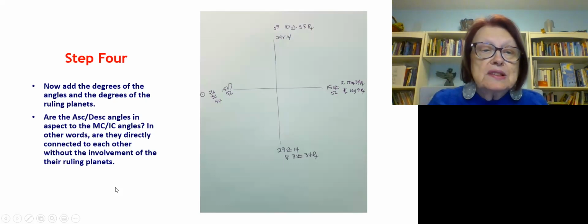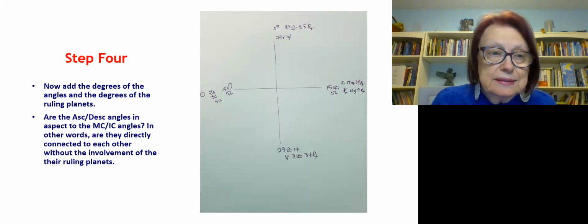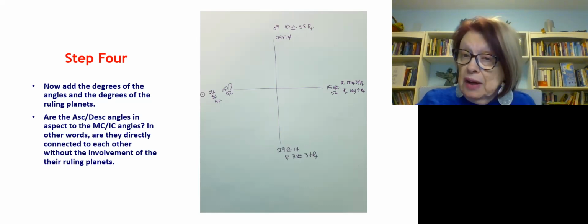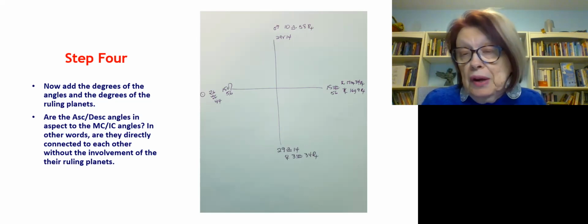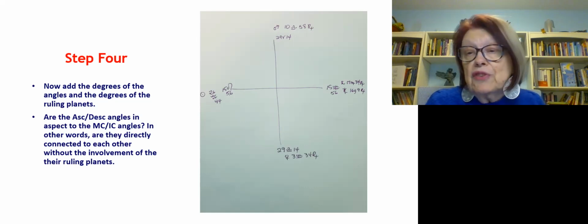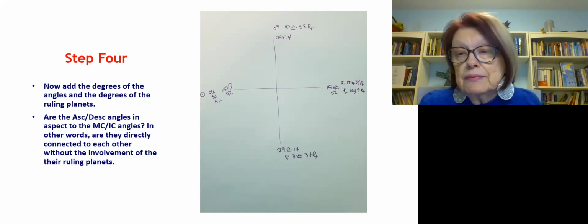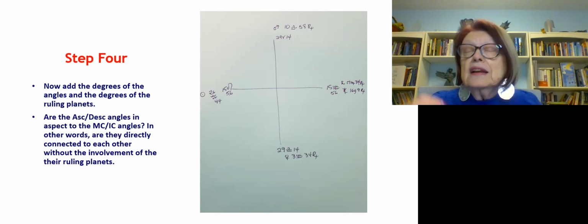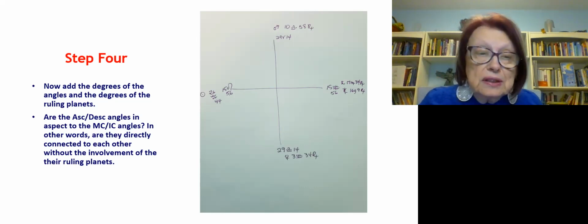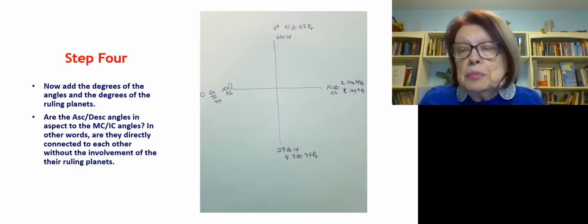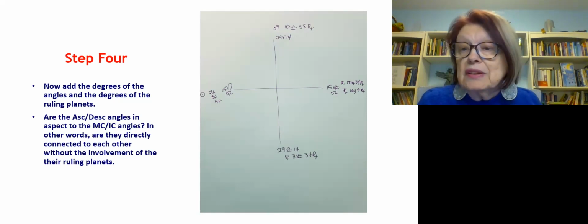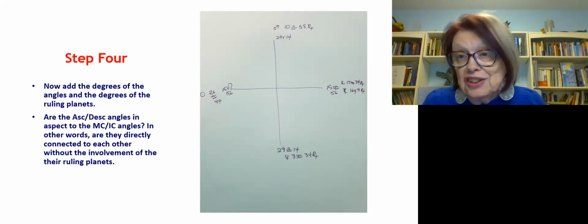Step 4, now add the degrees of the angles and the degrees of the ruling planets. Are the ascendant and descendant angles in aspect to the midheaven and IC angles, or do they operate separately? In other words, are they directly connected to each other without the involvement of their ruling planets? So are you going to find that all those aspects of that cross actually are speaking to each other, communicating with each other? Because after all, we know that's what aspects are about: are the lines of communication open?